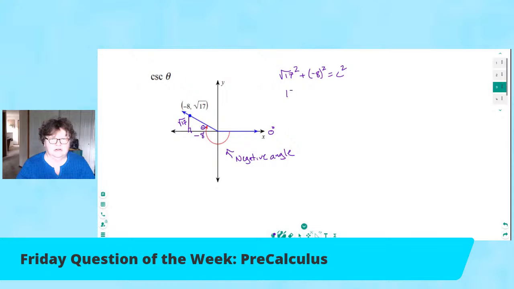Square root of 17 squared would be 17, right? And 64? Well, that doesn't seem that hard now.